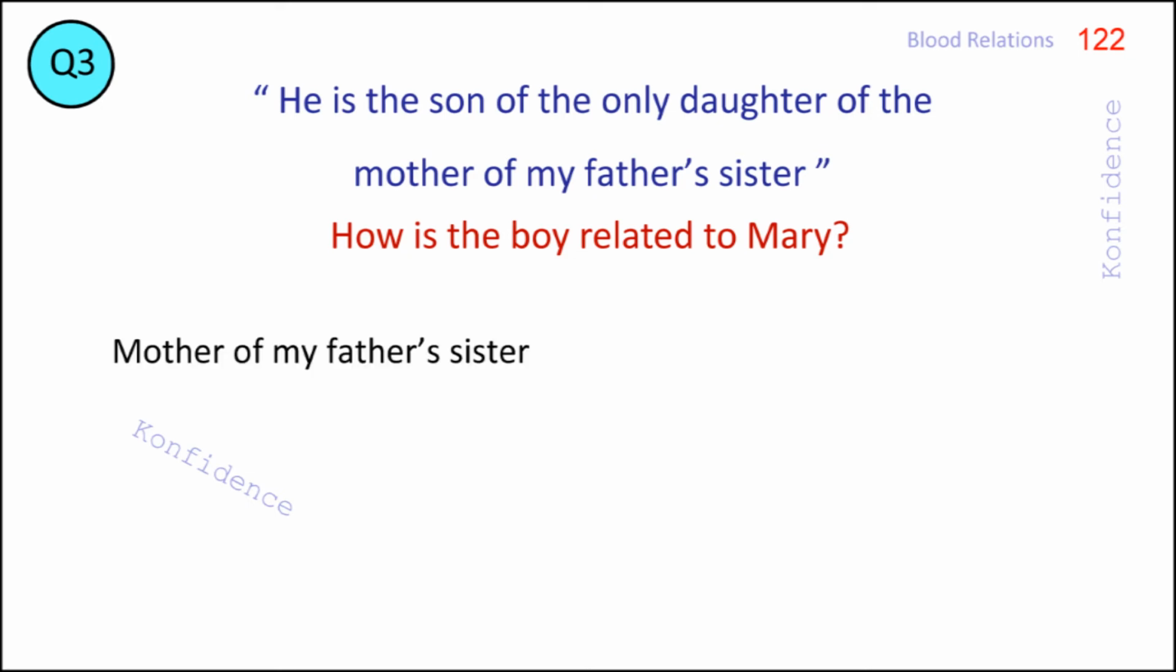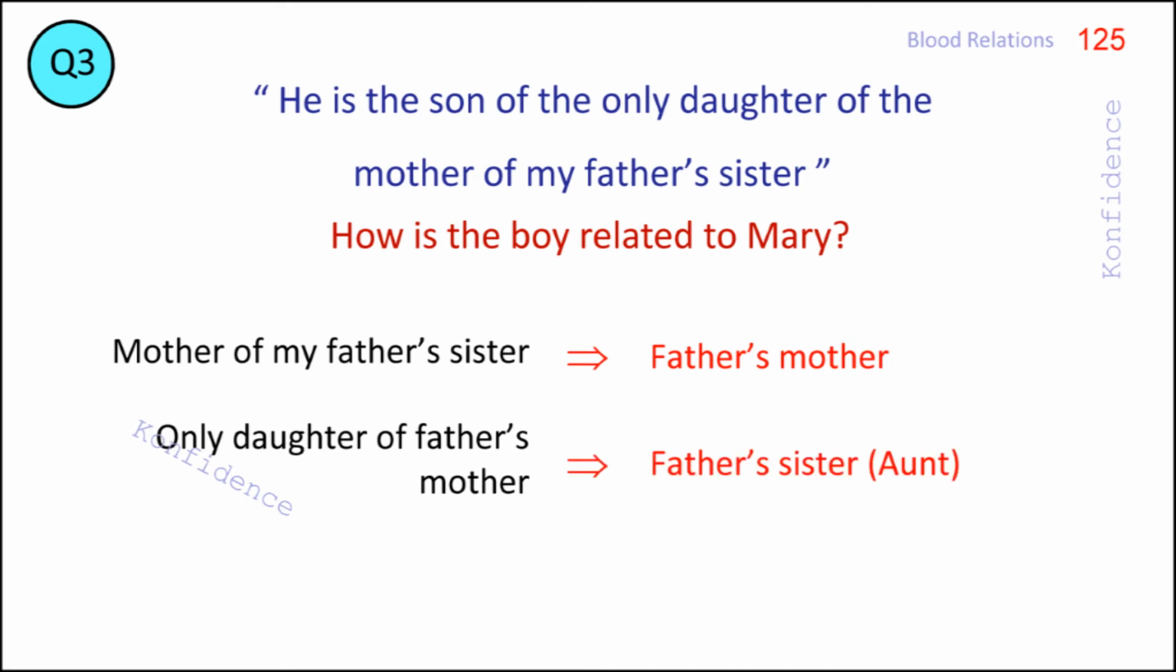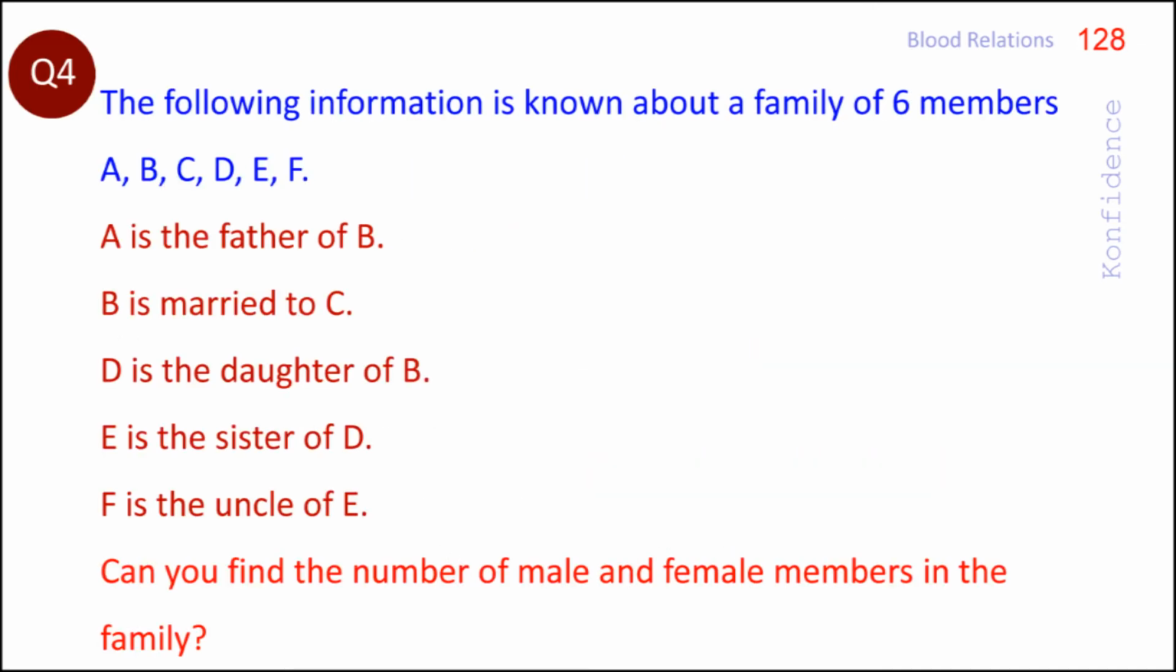Look at the last part of the statement. Mother of my father's sister. Understand that mother of the father's sister and mother of the father are one and the same, which is paternal grandmother. Thus, the part of the statement, only daughter of the mother of my father's sister, can be rephrased as only daughter of my paternal grandmother. That cannot be the father, as father is a male. So it can only be the father's sister, which is aunt. And so, the statement, son of only daughter of the mother of my father's sister, means son of the aunt, which is cousin.